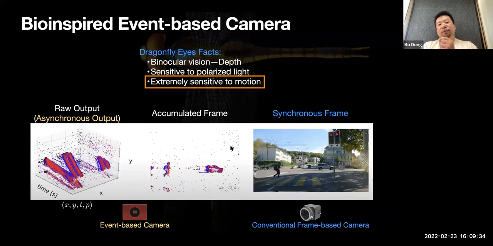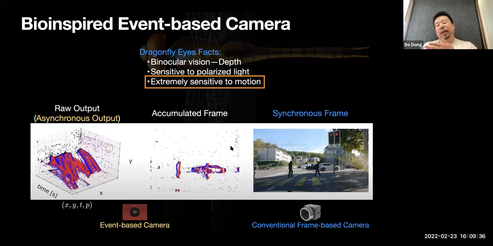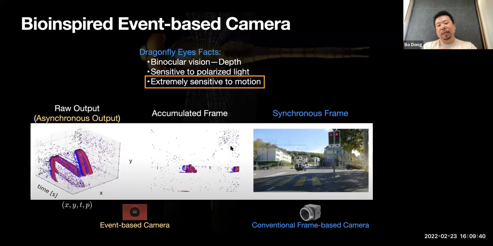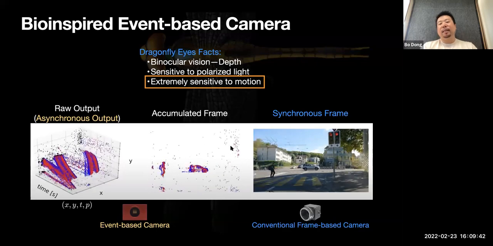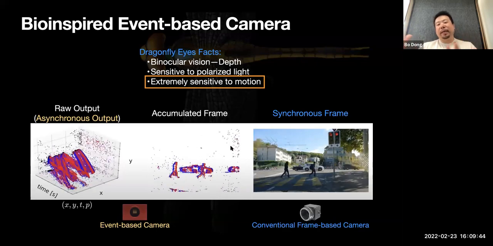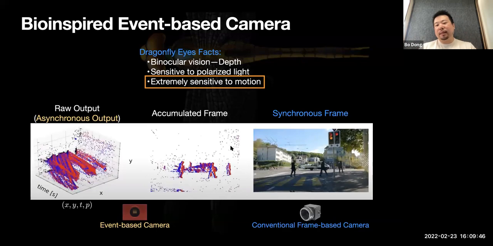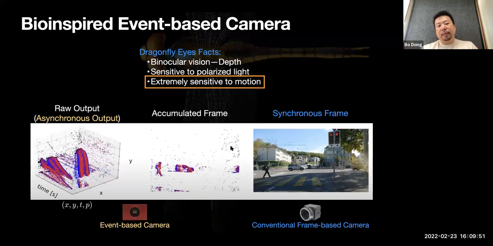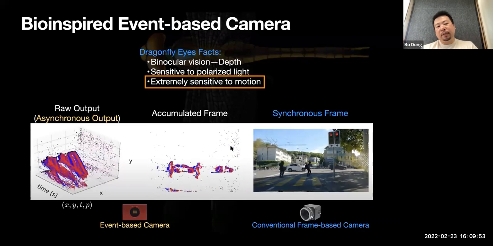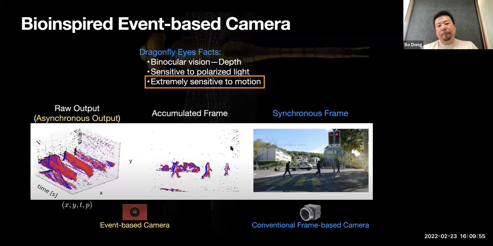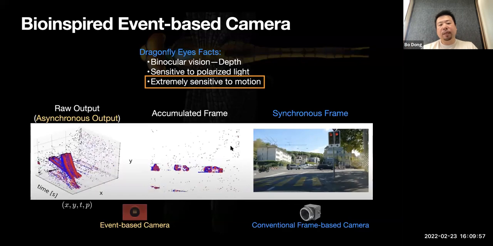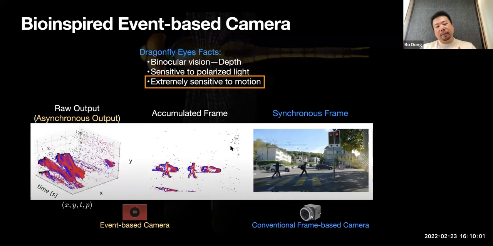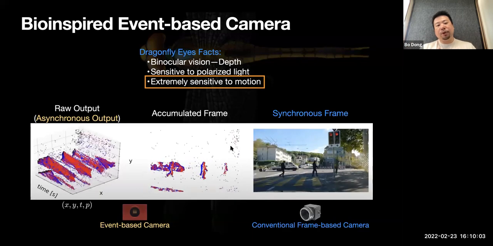Unlike the conventional frame-based camera, where we need to set up exposure times, right? Within this exposure time, the sensor is exposed to light, collects the photons, and changes the photons to electrons, and then goes through a very complex processing pipeline, and eventually we see a frame. And this frame output is synchronous, right? That's one big difference between the event-based camera and the conventional frame-based camera.